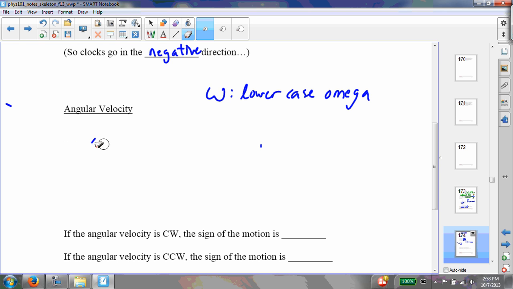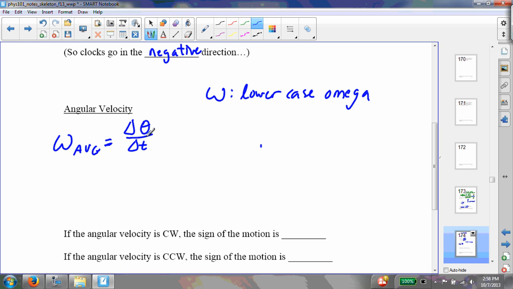We'll define first our average angular velocity. Just like we did before, we had an average velocity, and that was our displacement over our time, or delta x over delta t. But now this is going to be delta theta over delta t. And we can also define our instantaneous.